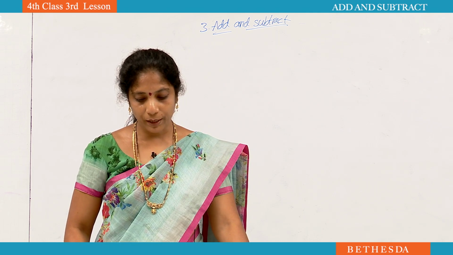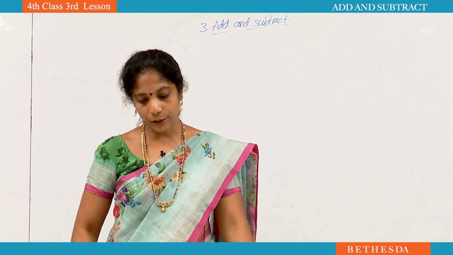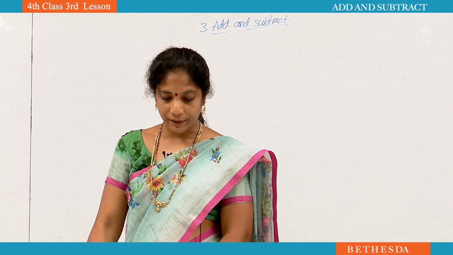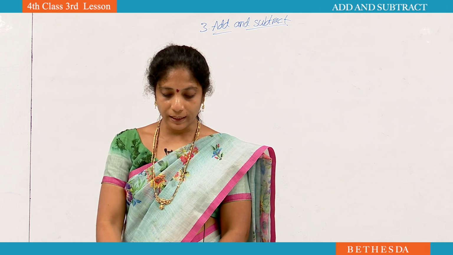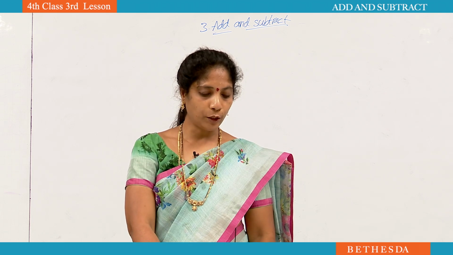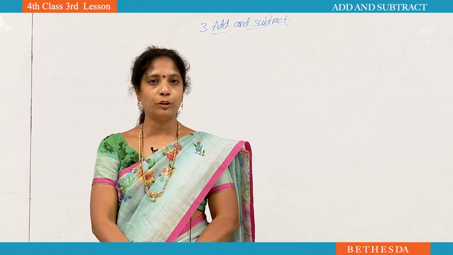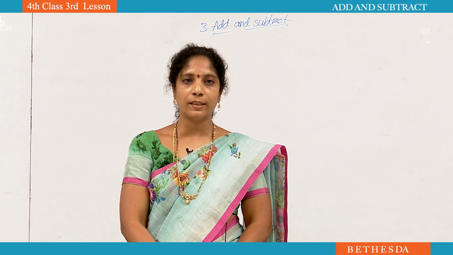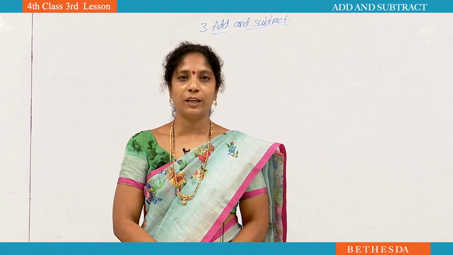Okay, 3.1 pep activity. See here, a circus shows sold 44,578 tickets on Saturday and 33,013 tickets on Sunday. Calculate the total number of tickets sold on both days. Total, already we learned in 2nd class, 3rd class. What are the clue words for addition?